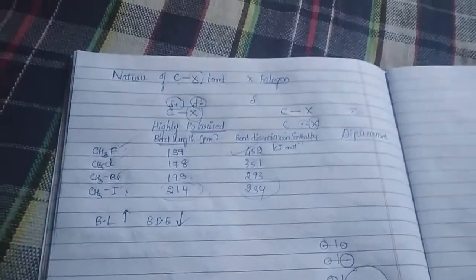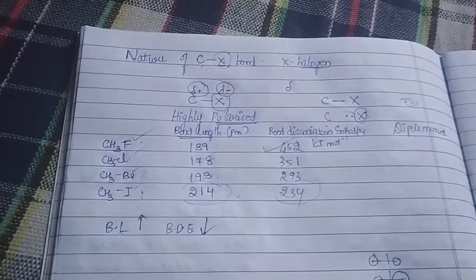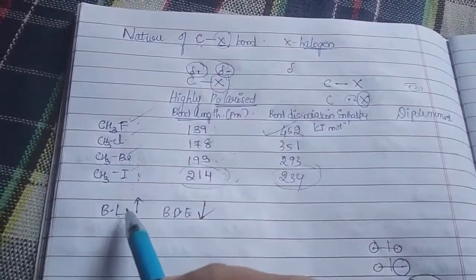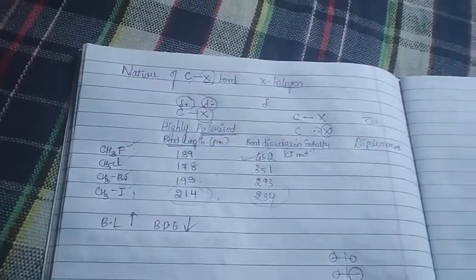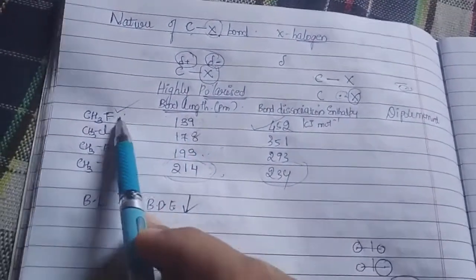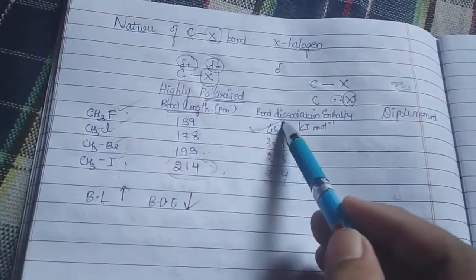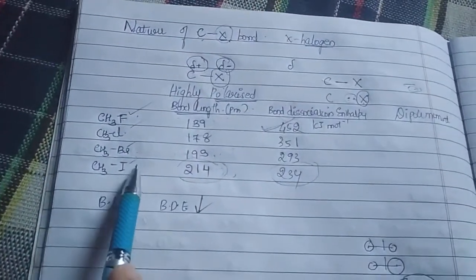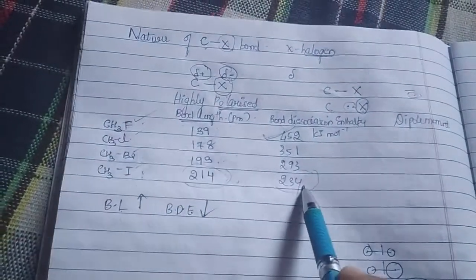The same scenario is over here. As the bond length goes on increasing, what happens to the strength of the bond? It goes on decreasing. That is the reason that in methyl fluoride we have the highest bond dissociation enthalpy, and in methyl iodide the lowest bond dissociation enthalpy.